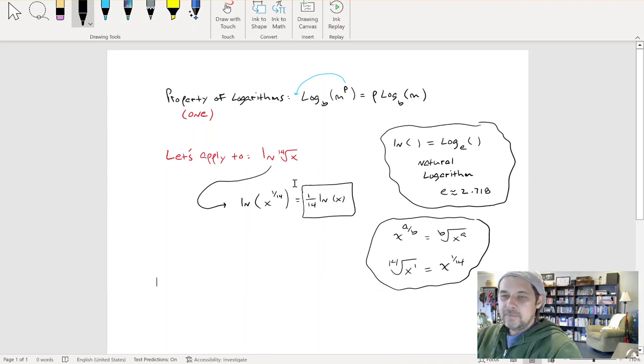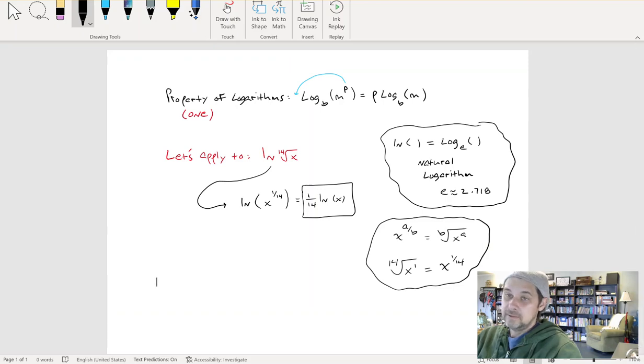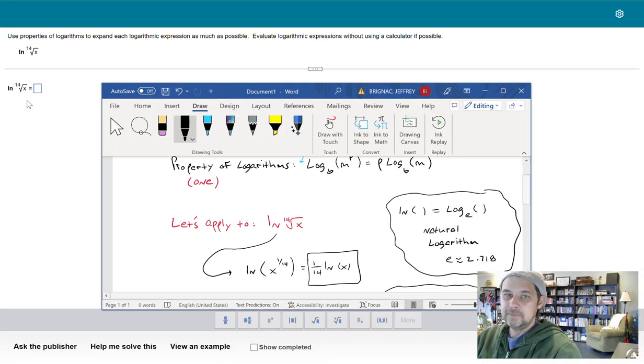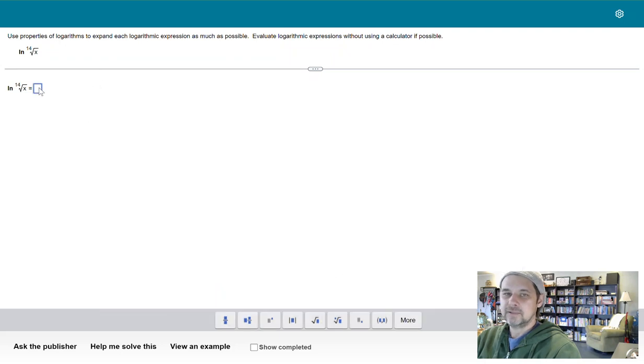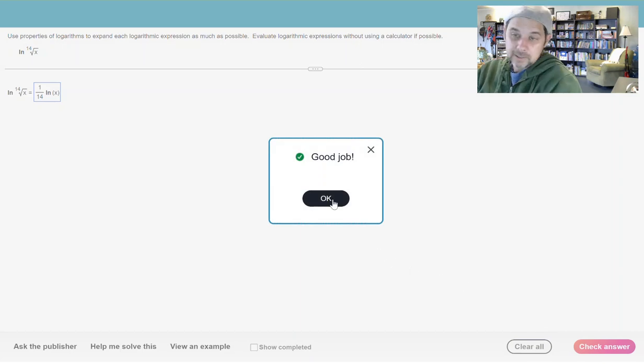Now, this may or may not have been your trouble with this question. Let's talk about entering that in, because it's one thing to answer the problem. It is another issue to put the answer in MyMathLab. All right, so I need 1 over 14 natural log of x. I'm going to do 1 over 14 times natural log of x. And I bet it would work with or without that parentheses, but we'll put it in like that. And then we'll check it and we'll see that it's right.